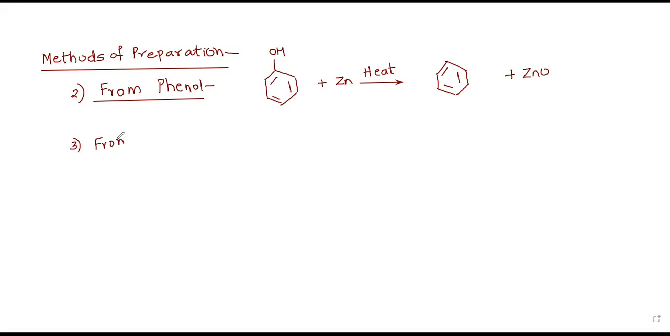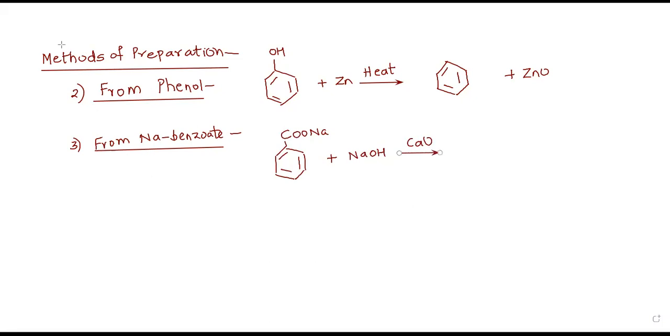Third, from sodium benzoate. So we take COONa connected with benzene. Heat it with NaOH calcium oxide mixture. Now watch, NaOH and COONa, they come out as Na2CO3. What remains is benzene, since this hydrogen goes over there.